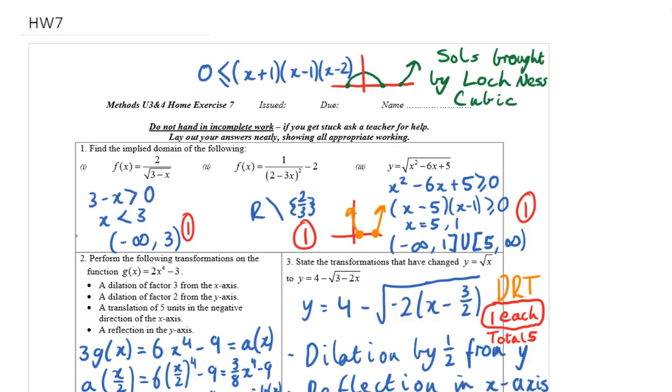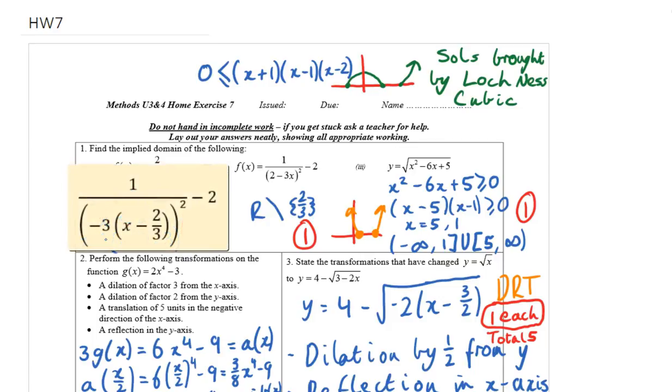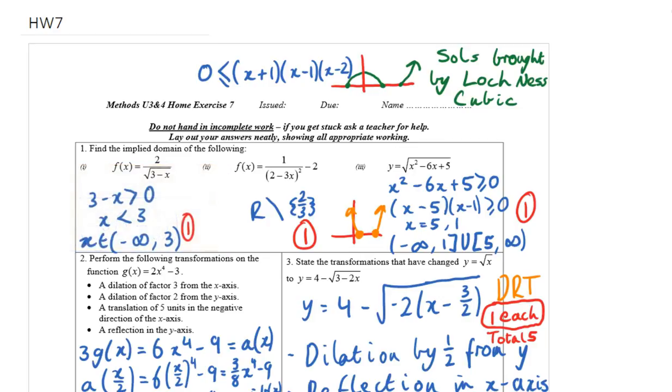Probably should be writing something like x is an element of. It's a good way to go about it. For f of x here, I probably should have rewritten this with our factorized 3, or negative 3, out the front. But this is, again, trying to avoid our denominator being 0. So this is going to be all real numbers, not including 2 over 3. So that's a great way to write that implied domain.